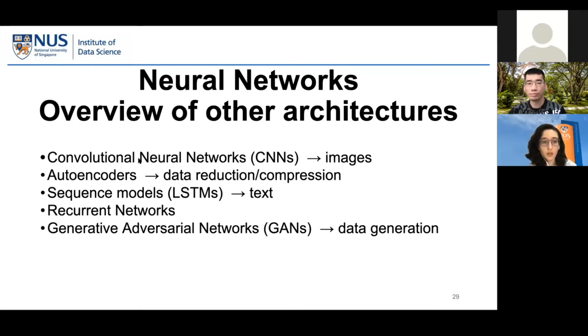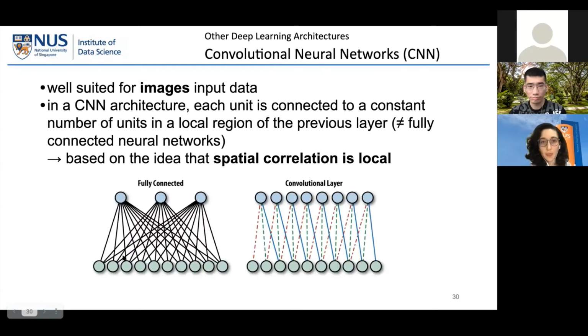So you see there are, for instance, convolutional neural networks, or CNNs, that are well suited for images, autoencoders that are usually used for data reduction, compression, or denoising. Sequence models like LSTM, long short-term memory networks, usually for text, recurrent networks, and generative adversarial networks. There are other types of networks, but these are some of them.